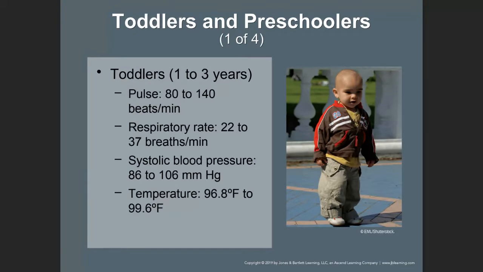So that's the neonate and the infant developmental stage. Let's look at toddlers and preschoolers. Toddlers is from age 1 to 3 years of age. At this stage, the pulse is going to be 80 to 140 beats per minute. The respiratory rate is going to be 22 to 37 breaths per minute. Systolic blood pressure is going to be 86 to 106 millimeters of mercury. Temperature is 96.8 degrees Fahrenheit to 99.6 degrees Fahrenheit.